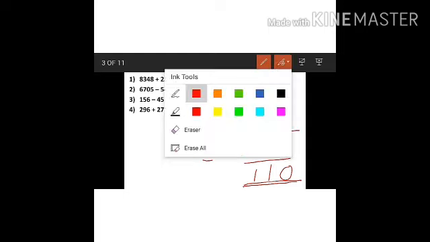Now, the last question is to find the sum of 2 numbers. So it is 296 and 271. We have to find the sum. So look here, we know that both the numbers are of the same number of digits, isn't it? So what we have to do? We have to round off these numbers to the nearest hundreds.